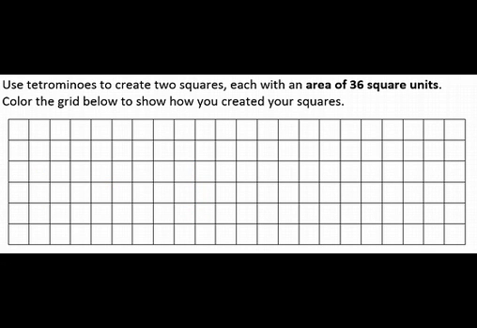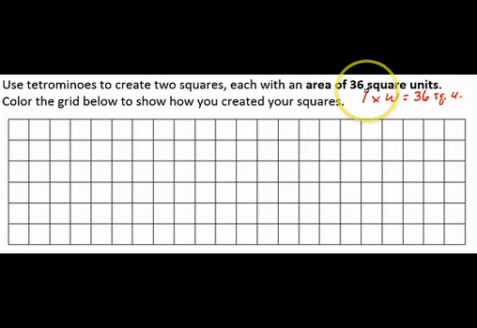The next problem says to use the tetrominoes to create 2 squares, each with an area of 36 square units, and we're to show those squares on the grid. So a couple of things we need to think about here. First of all, the area of the square will be how many little squares make up the entire square, and we've learned through our study of area that if I take my length times my width, I'm going to get 36 square units.